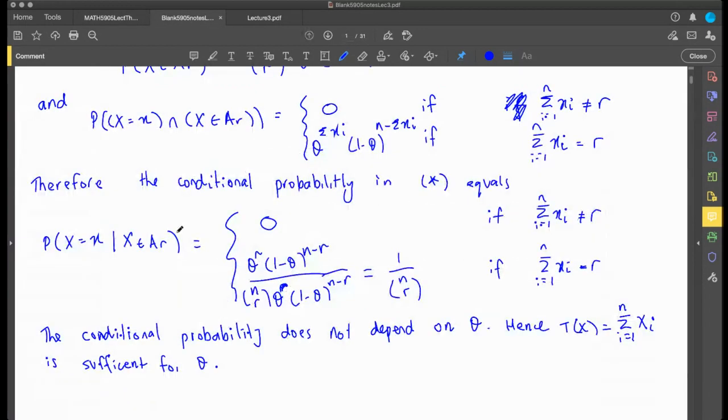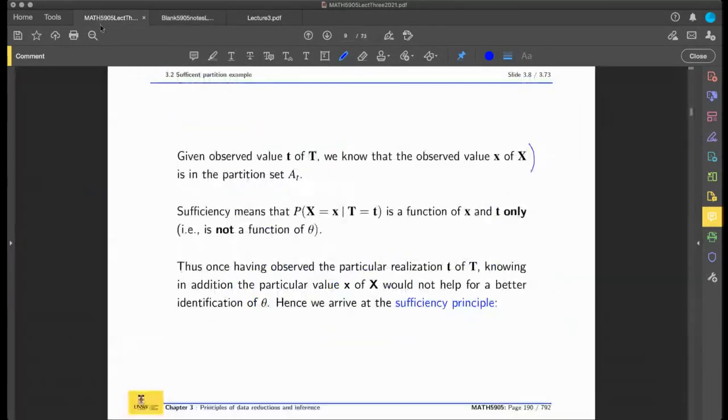If we look back here, this conditional probability was only a function of, well, t in this example, right? The r, which is the number of successes. So it only depended on t, not theta. And this is the key idea of sufficiency. Once we've observed the particular realization of my sufficient statistic T, knowing the particular values of x does not help to better identify theta. And so I can do all my inference based on the sufficient statistic t.